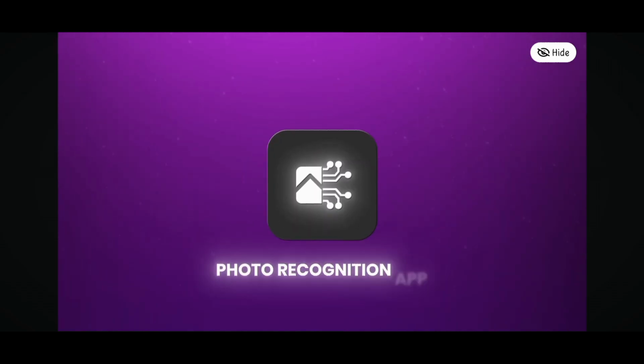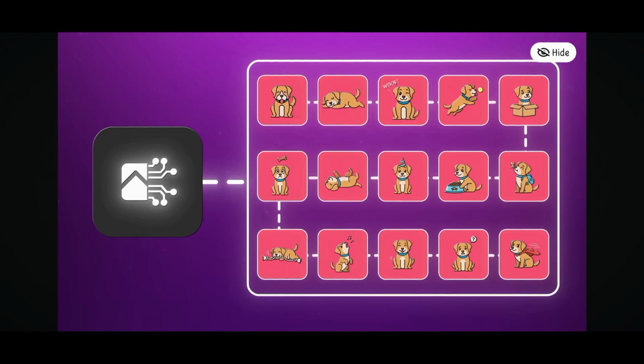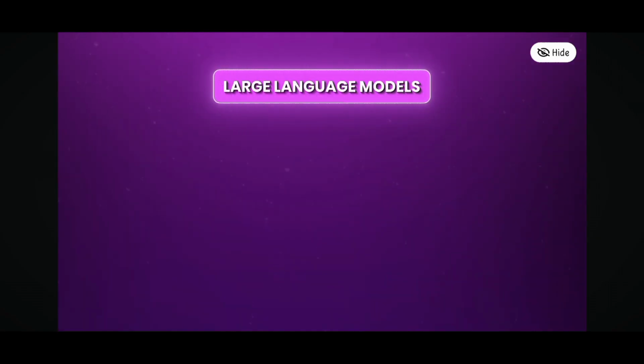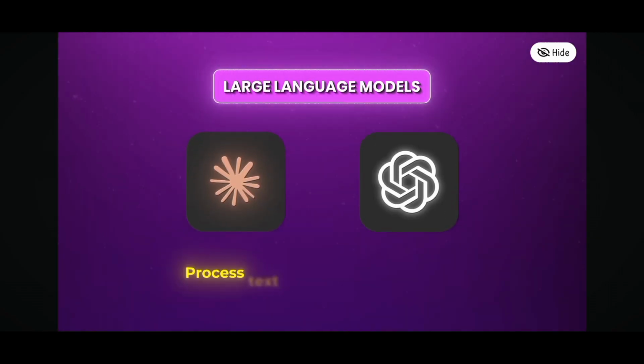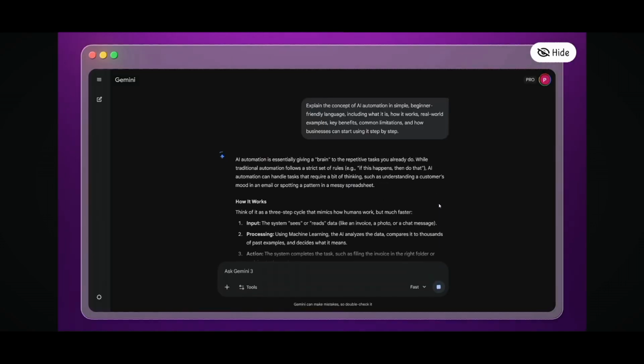Think of it like training a photo app to recognize your dog. You show it a few hundred photos, and eventually the app learns the visual patterns well enough to spot your dog in a completely new image. Generative AI takes this further by creating new content instead of just recognizing patterns. Large language models like Claude or GPT process text and generate text back. You give them input and they produce output, whether that's drafting a proposal, explaining a concept, or writing code.